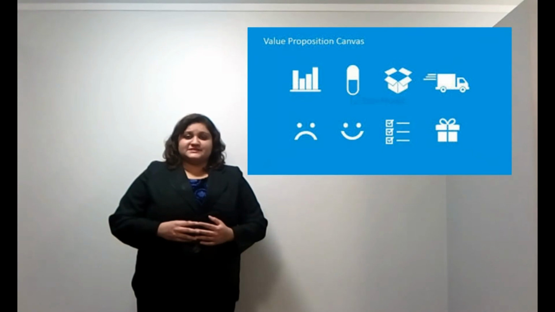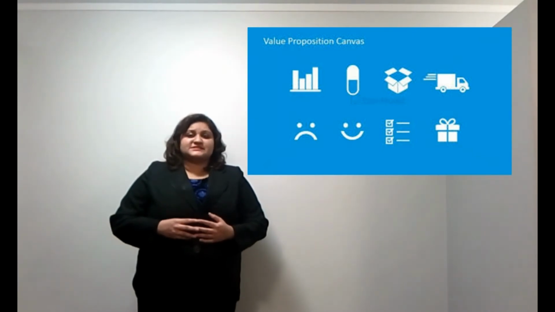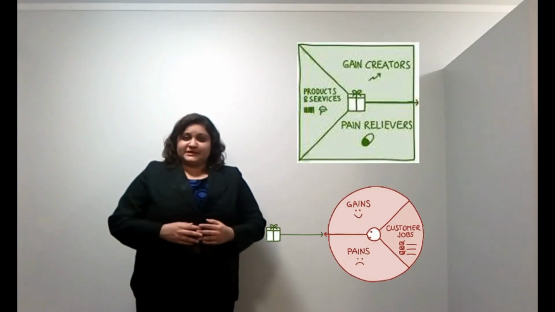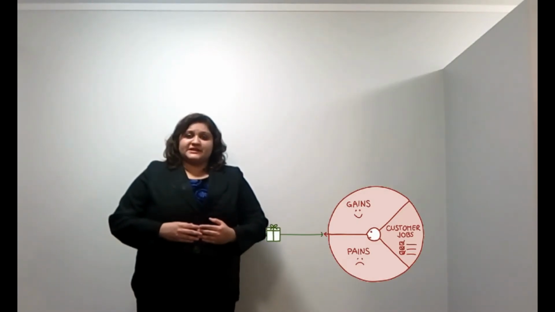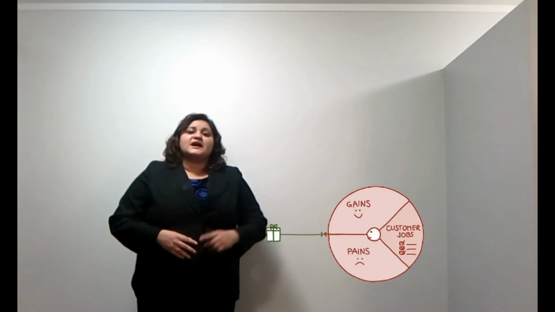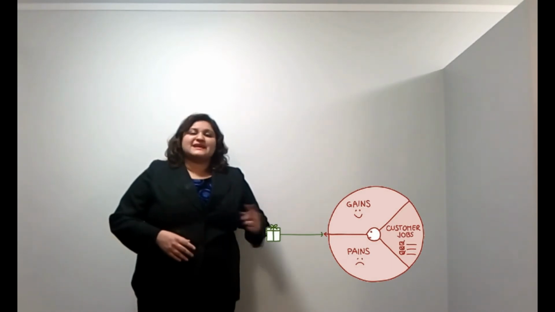Now, let's take a look at my value proposition canvas. The value proposition canvas consists of two segments, the value proposition and the customer segment. The customer segment is further divided into three key elements that are customer jobs, gains and pains.